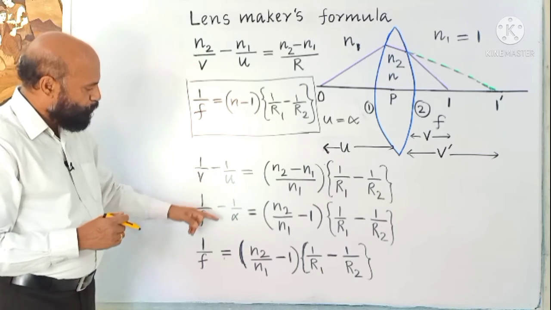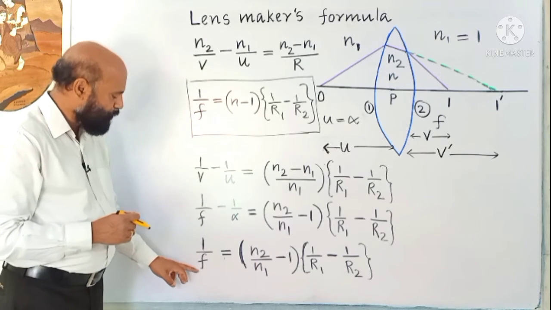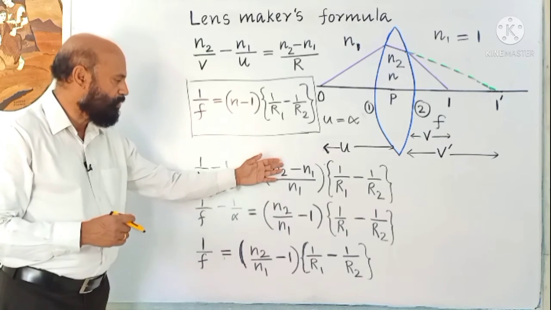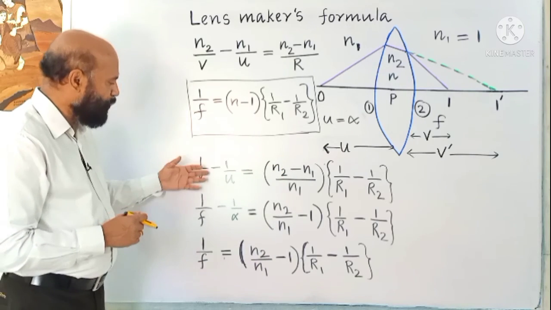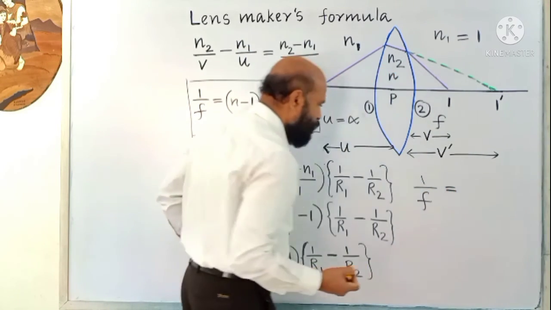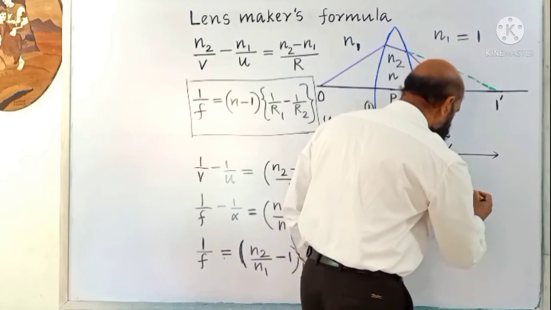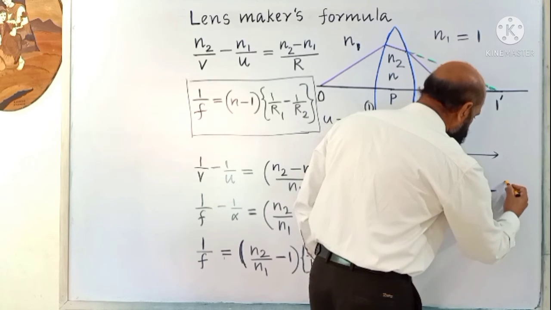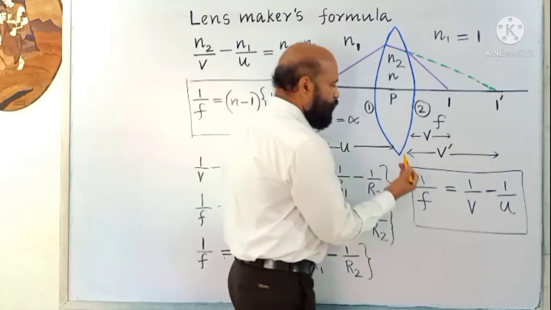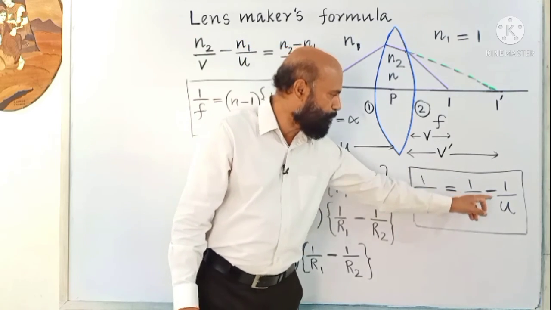Now if you compare these two equations, because the right hand sides are equal, we can write 1 by f is equal to 1 by v minus 1 by u. This is known as the lens equation: 1 by f is equal to 1 by v minus 1 by u.